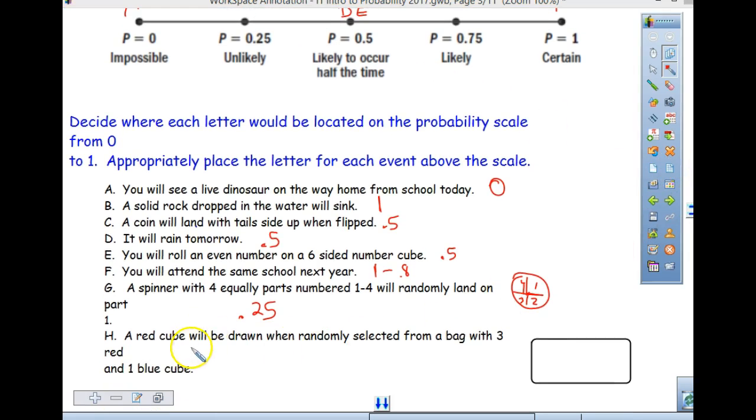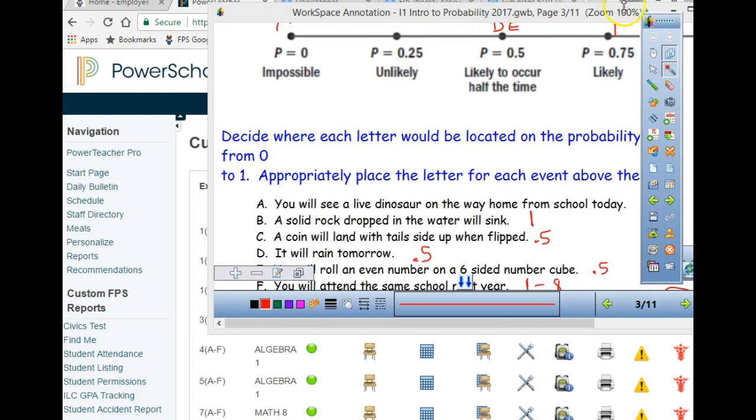If we are looking, we have a red cube drawn randomly, selected from a bag that has 3 red and 1 blue. What do we think for that one, Kylie? We're just going to draw out one. We want to get red. 75%. Okay. So we would be looking at that letter H being over here.